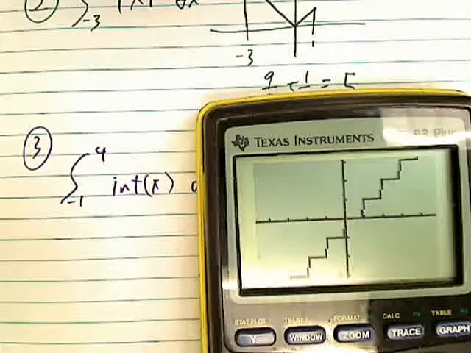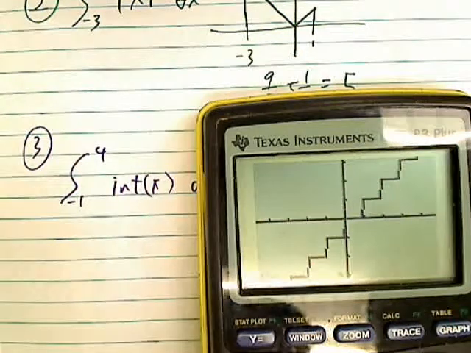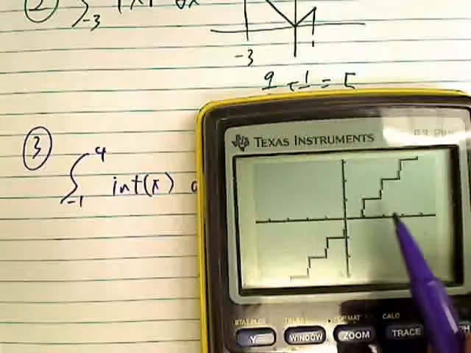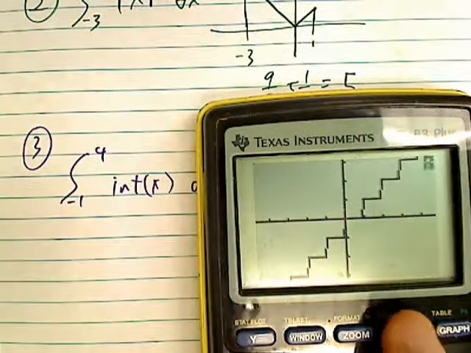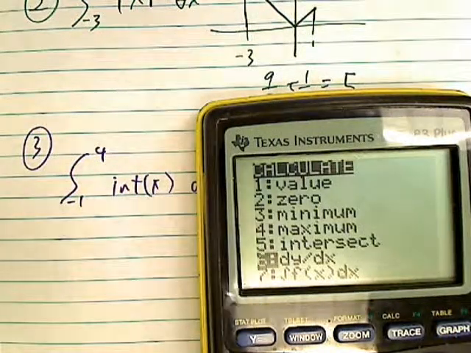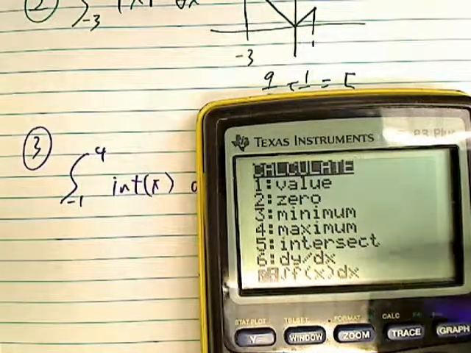From -1 to 4. Now I'm actually going to, for the first time, do the integral on the calculator, and that'll help us to be able to draw this out. So let me go ahead. It's under Calc, and it's there, number 7. That's the integral of the function.